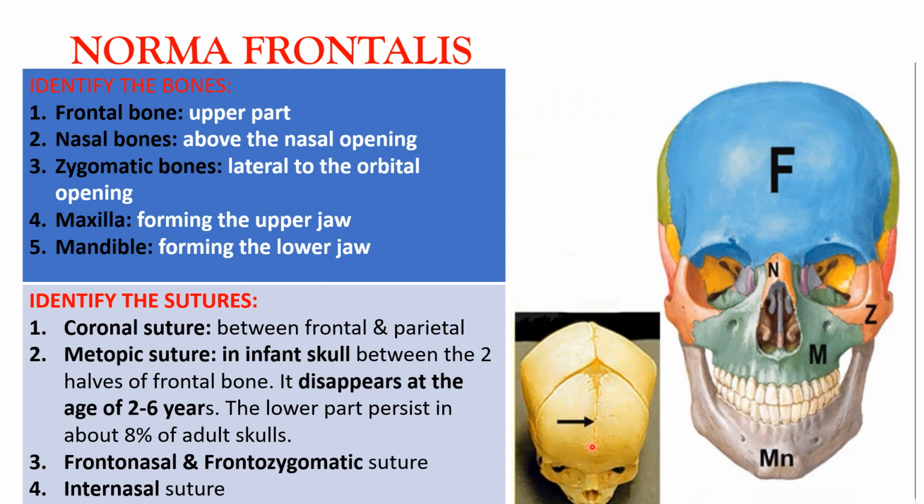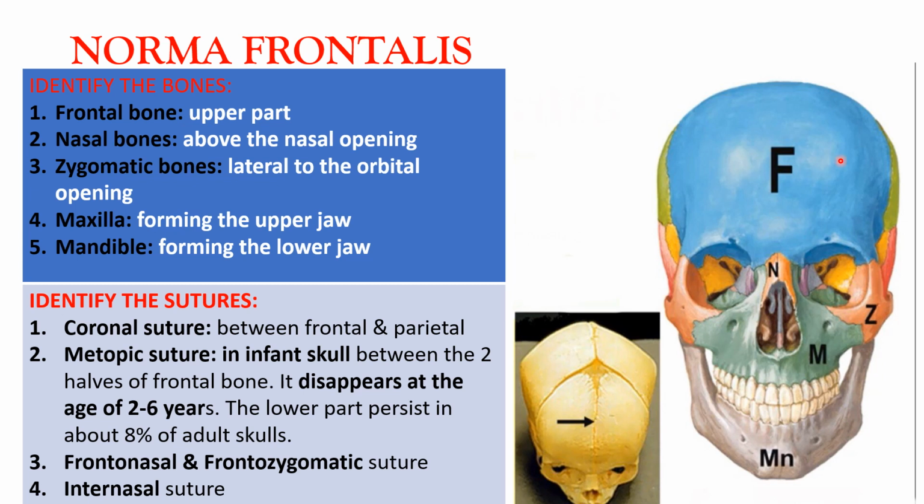Now another suture we can identify is the frontonasal suture. Okay, so this is the frontal bone and this is the nasal bone. So the suture between them is the frontonasal suture. Okay, then another suture we identify is the frontozygomatic suture. So this is the frontal bone, this is the zygomatic bone. So the suture between the two is the frontozygomatic suture. And then another suture we can identify is the internasal suture between the 2 nasal bones. So one here, one here. So there's a suture between the 2 of them, joining the 2. So that's the internasal suture.